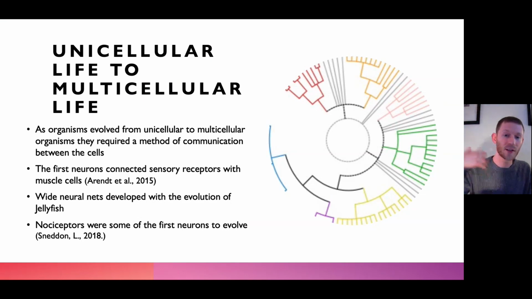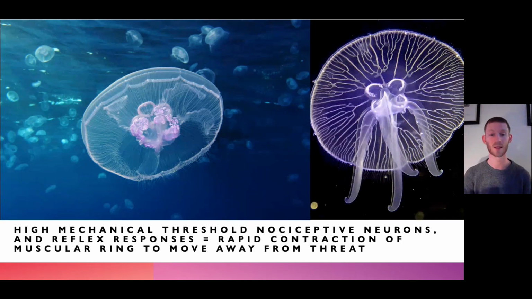And with these first nervous systems came nociceptors. Some of the earliest and most basic nervous systems that we know of are the nervous systems within the jellyfish. These are distributed wide neural nets with no central hub, and they have nociceptors. So if you poke a jellyfish very hard with a stick, it will recoil, it will contract its muscles away from that danger, and it will try to move in the opposite direction.